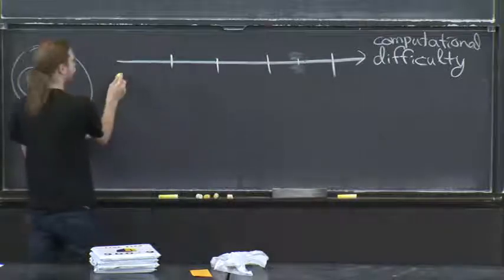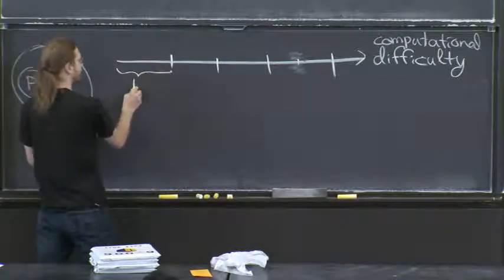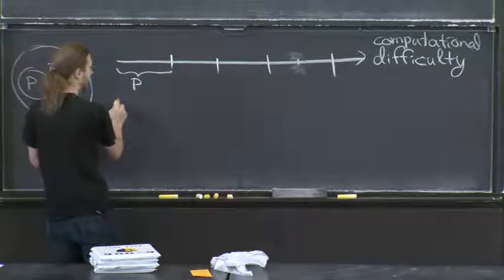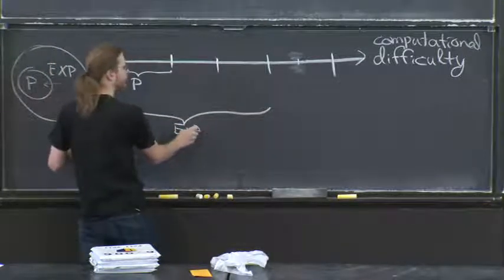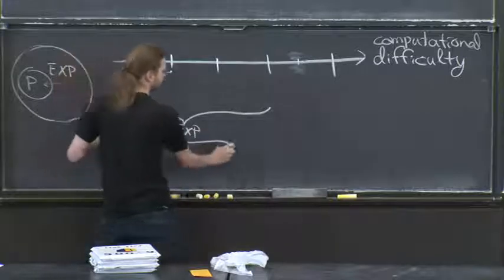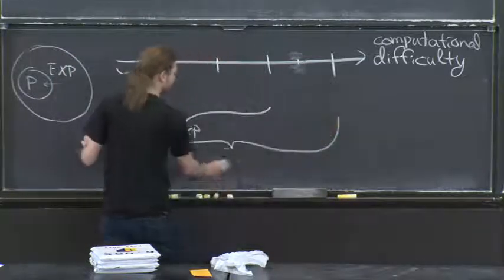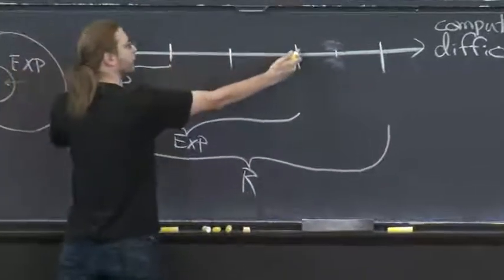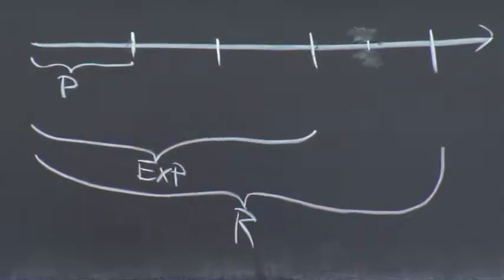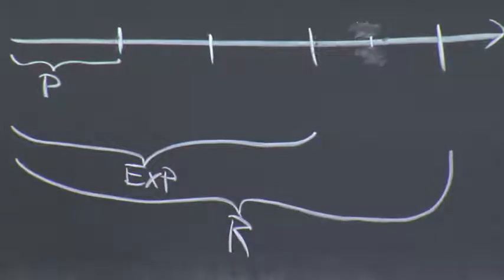We have over here the easy problems, P. Then we have these problems which are EXP. We're going to fill in something in the middle. And then this is something called R. OK, but so you've got P is everything here. EXP is all the way out to here. It's some abstract view.